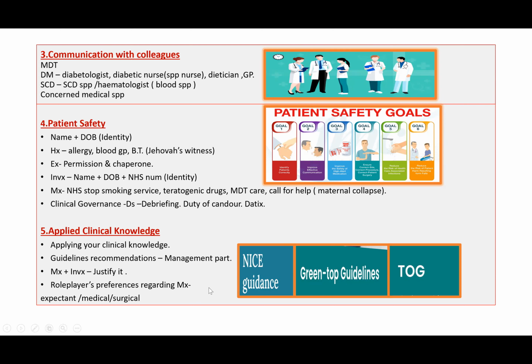So just ask her, may I know your preferences? If she says medical and she says, I don't want surgical, you can just ask, may I know why you don't want to have surgical treatment? What's your concern behind that? And then tell her about the medical management. So that's going to save your time.